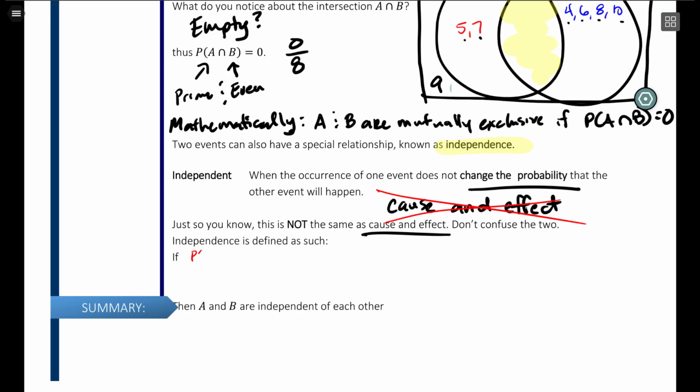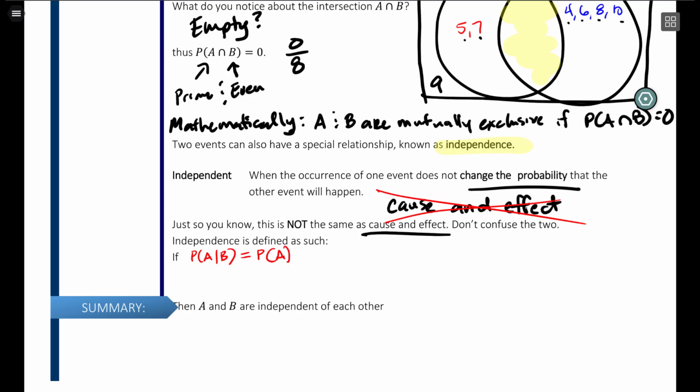Here's how we define independence. If the probability of A given that B happens is the same thing as the probability of A, then the two events are independent of each other. What this is saying is, A happens given that B happened, but it's the exact same thing as if B didn't happen at all. So if the event B does not change the probability of A happening, the two events are independent.